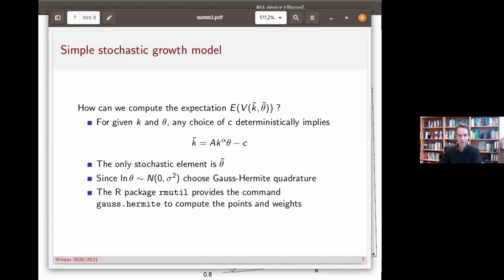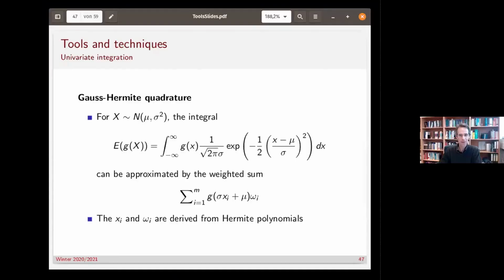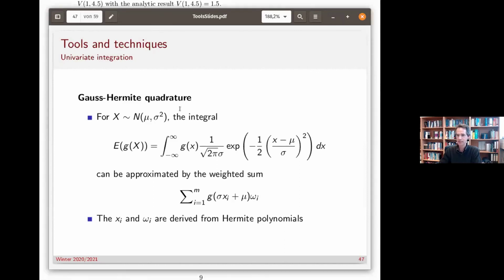And let me jump again to a different slide. And if there are any questions, please ask right away. We are already running out of time, I realize. Okay. Can you see the tools and techniques slide?